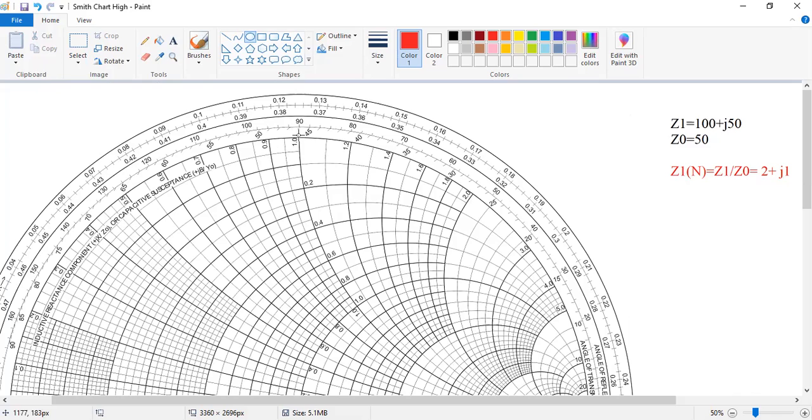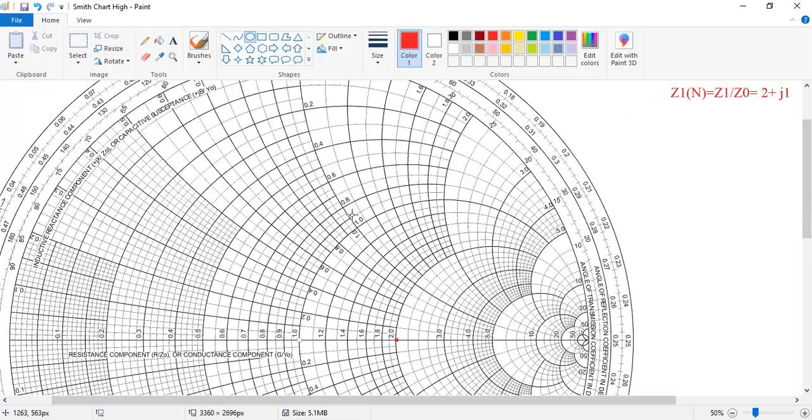So on this point 0.1 you come down. This is the 0.1 line, I am coming down. What is my real part? The real part is 2. So where it joins there, where it intersects here, this will be your point.